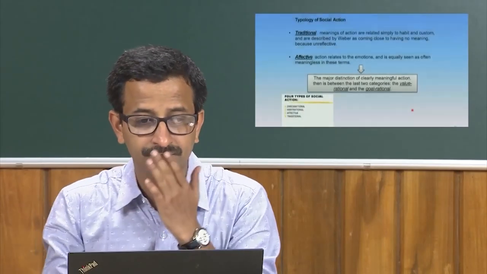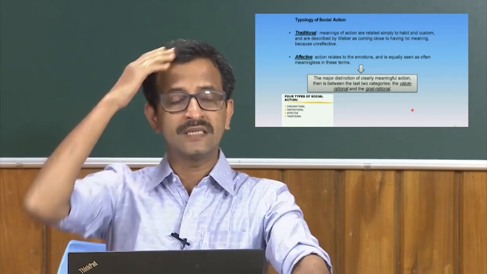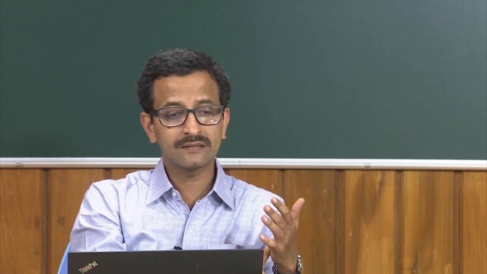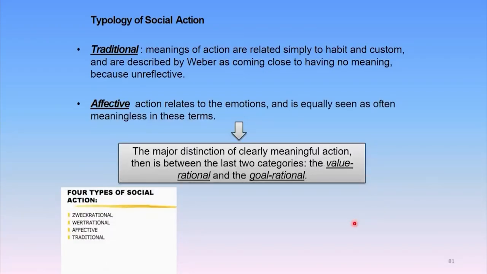For Weber, there are four types of social action: traditional social action, affective or emotive social action, value oriented social action, and goal oriented social action or goal rational social action. What do we mean by these four types of social action? Traditional social action refers to the fact that meanings of action are related simply to habit and custom, and are described by Weber as coming close to having no meaning because unreflected. Traditional social action is based on habits and customs.